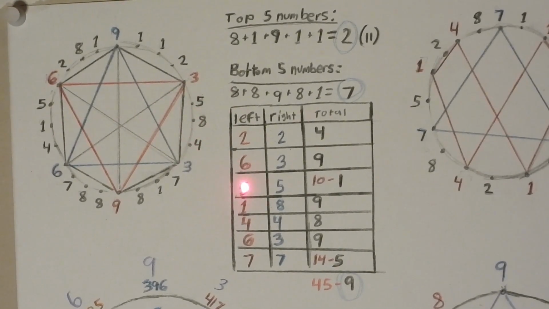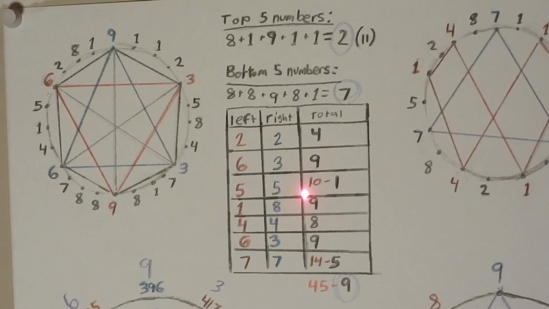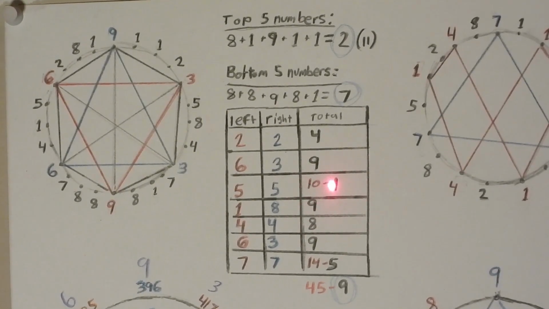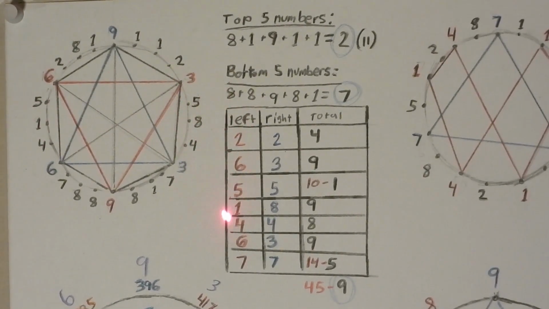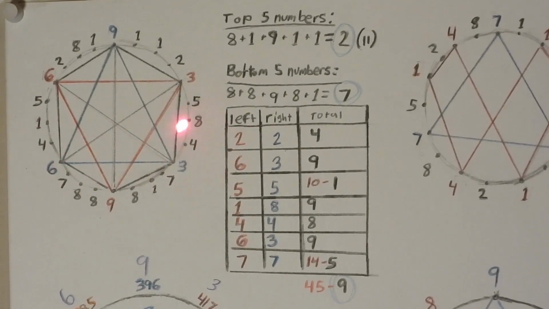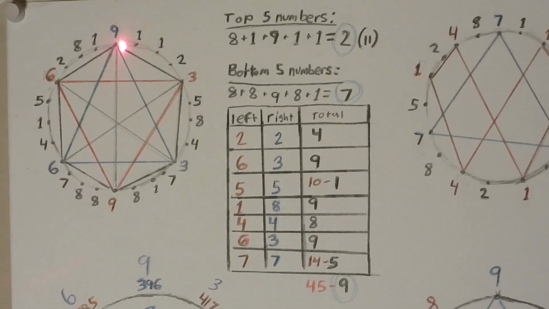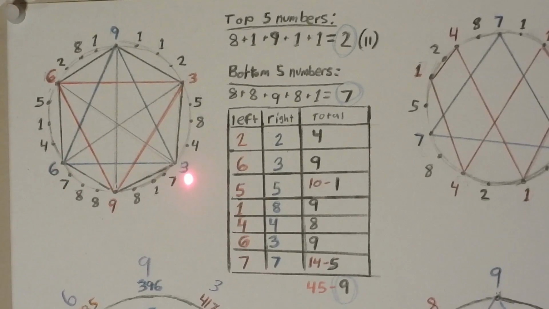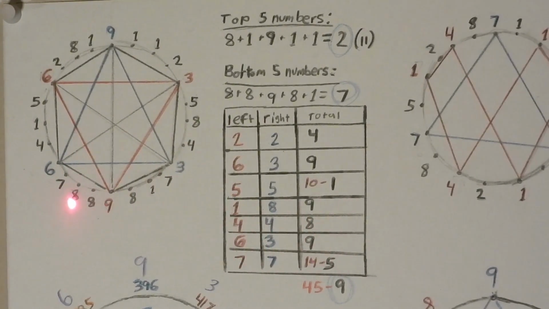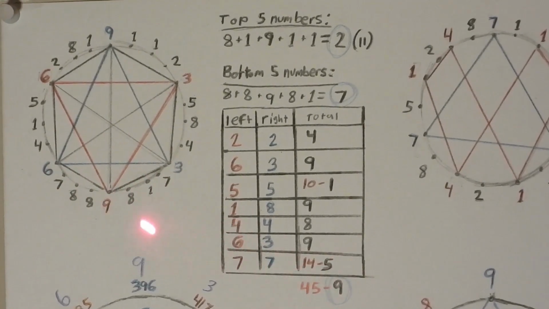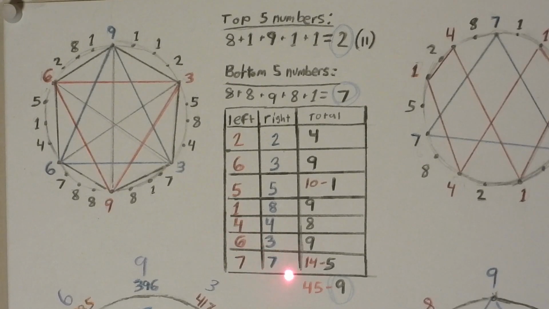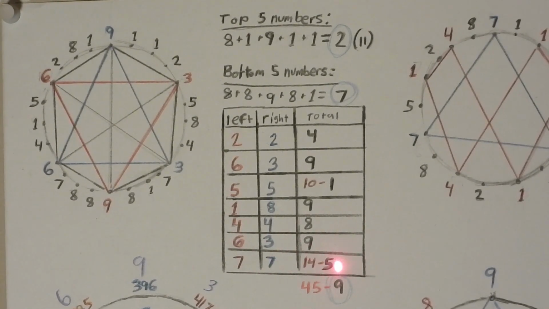The next set of corresponding numbers is 5 on the left and another 5 on the right. Added together is 10, and reduced to 1 digit, you end up with 1. Below that, we have 1 on the left and 8 on the right, which equals 9. Below that, 4 on the left and 4 on the right, which equals 8. Below that is the bottom of the right side up triangle, 6 on the left and 3 on the right, which equals 9. And below that, we have the last set of corresponding numbers we are accounting for, 7 on the left and 7 on the right, which is 14, and becomes 5.